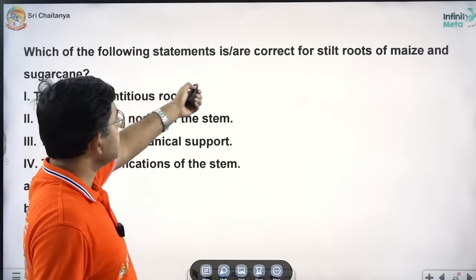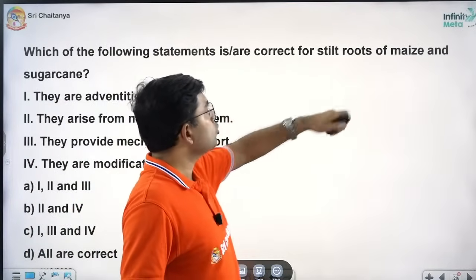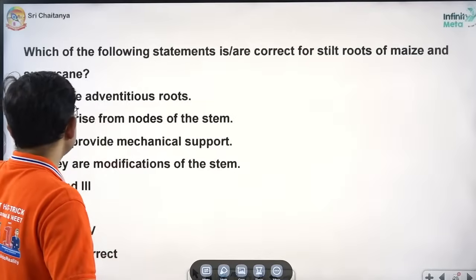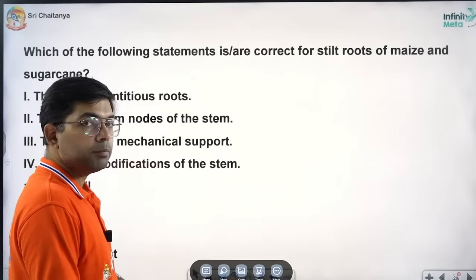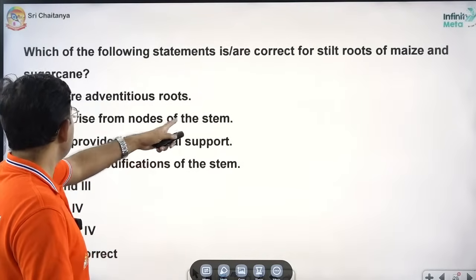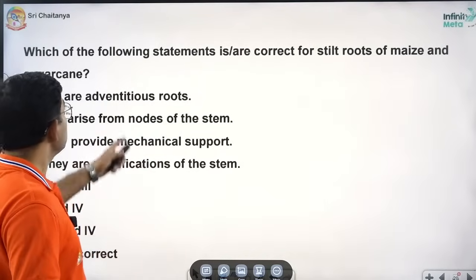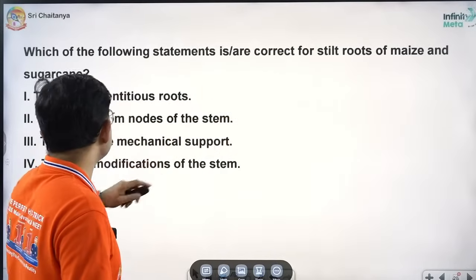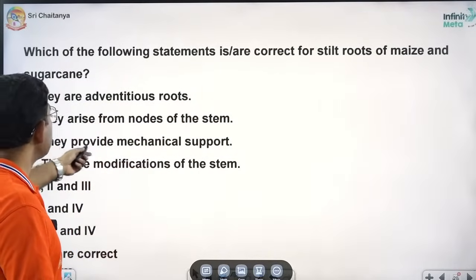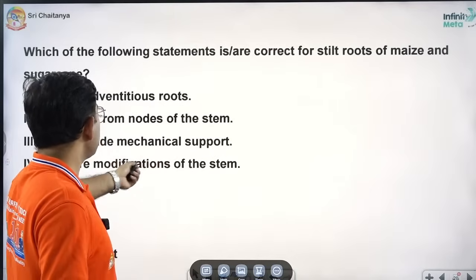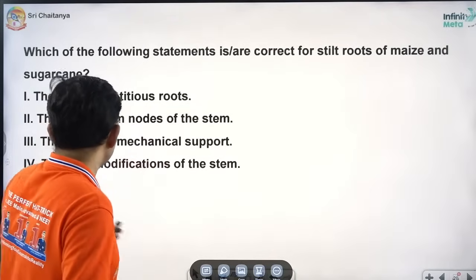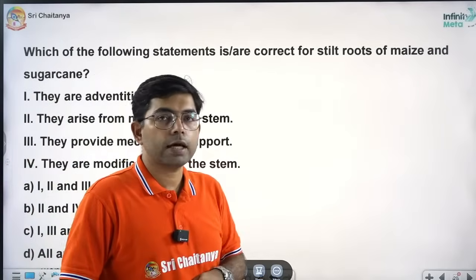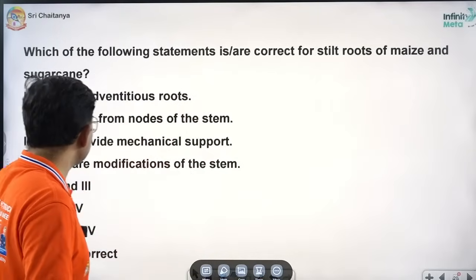Which of the following statement is correct for stilt root of maize and sugarcane? They are adventitious root. Yes. They arise from node of the stem, right? So when we say stilt root, they arise from the node of the stem. Yes. They provide mechanical support. Yes. And they are modification of stem. Stilt root is a root. They are not stem modification. So again 1, 2 and 3 is correct.